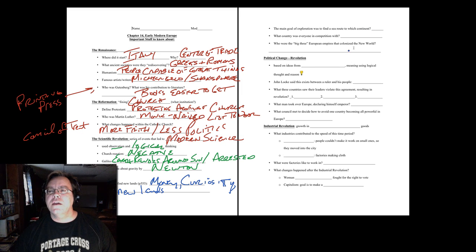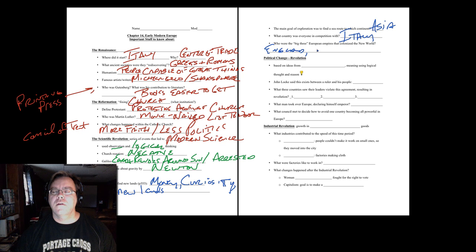Okay, switching over to the backside. Of course, all this exploration, the main goal was to find a way to get to Asia. Everybody was in competition with Italy. Italy controlled the land route to Asia, so people were trying to find another route by water. And the first way they tried to do this was to go around the tip of Africa, and eventually Christopher Columbus tried sailing west to find another route. The big three European empires that colonized the New World being North and South America, were England, France, and Spain.